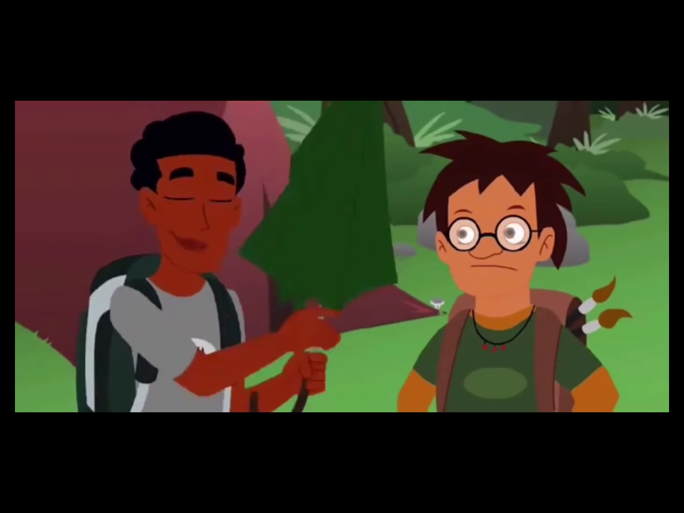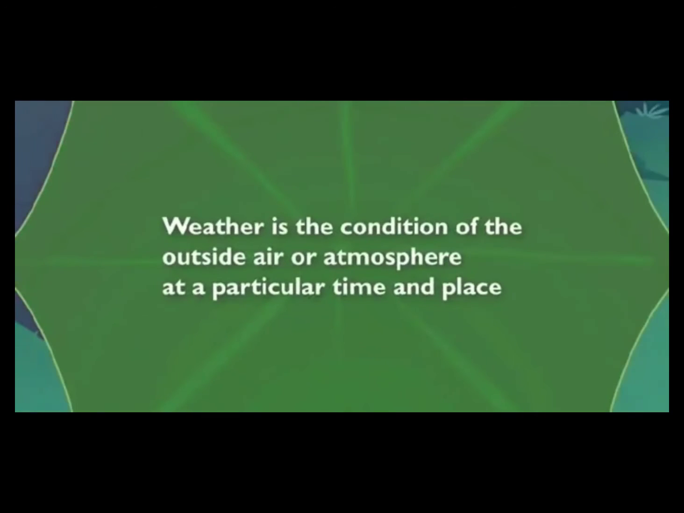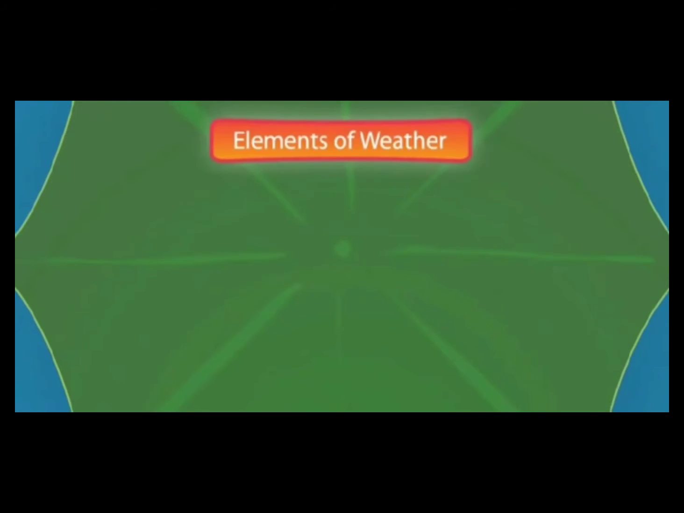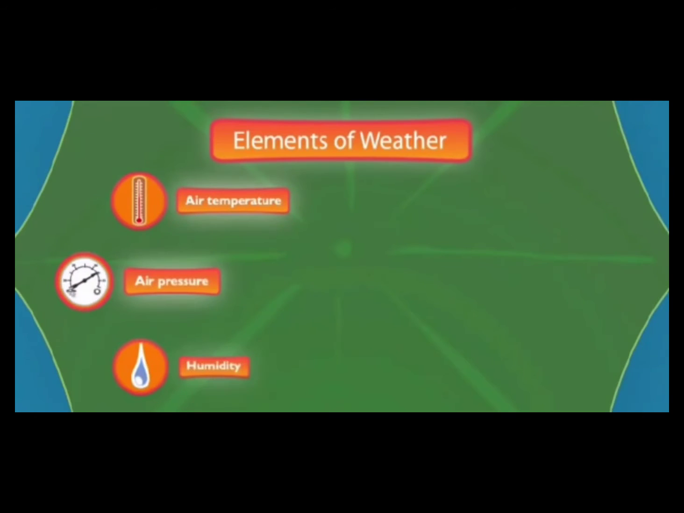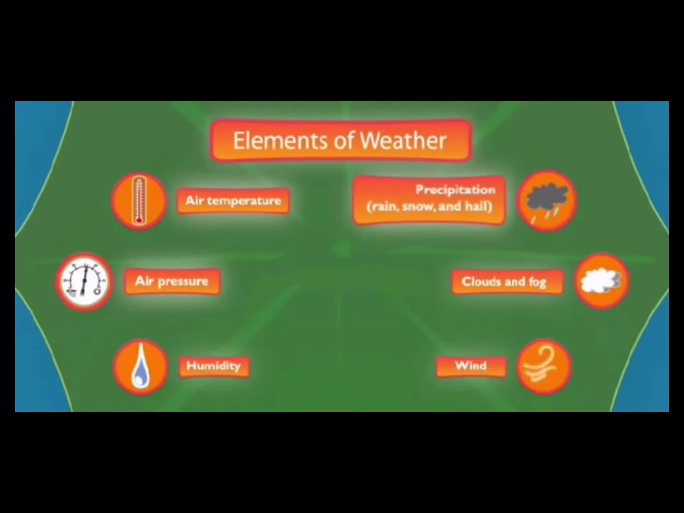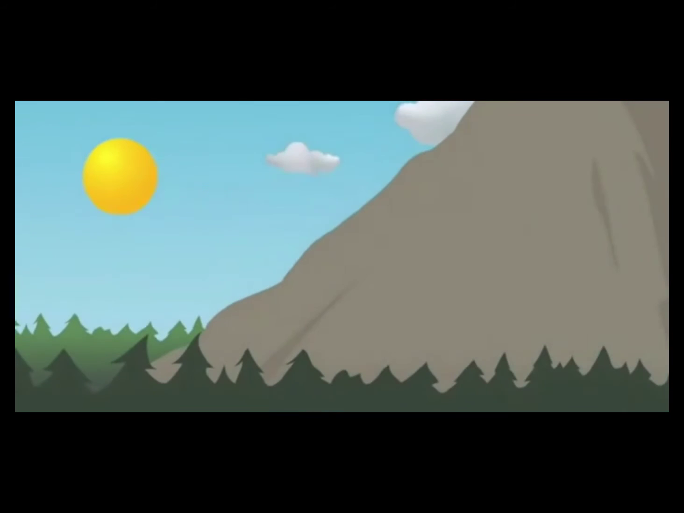Right now it's sunny, but I'm telling you, weather is the condition of the outside air or atmosphere at a particular time and place. It can change quickly. Ever hear of braving the elements? I think so. Well, it means the elements of weather. Air temperature, air pressure, humidity, wind, clouds and fog, and precipitation like rain, snow, and hail, those are all elements of weather. RJ, I really don't think the weather's gonna change right now.